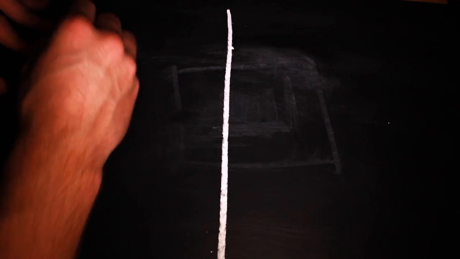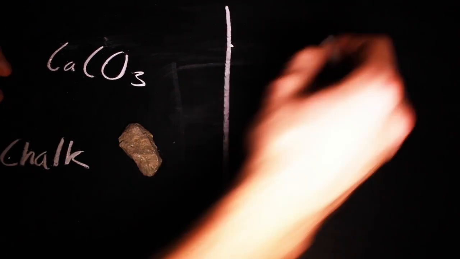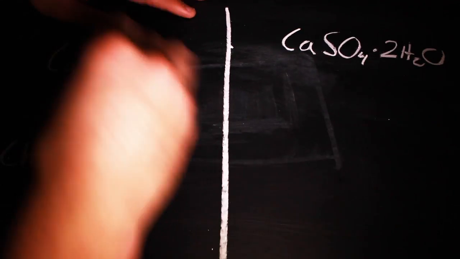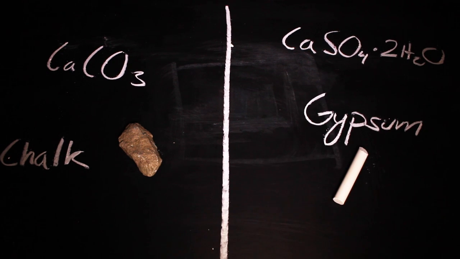Hey, judging by the title of this video, you're probably wondering what chalk is. Chemically, chalk can be two different things: calcium carbonate, which is chalk rock, or calcium sulfate dihydrate, which is also known as gypsum. Chalk, as in chalkboard chalk, is often made from calcium sulfate dihydrate, or gypsum.